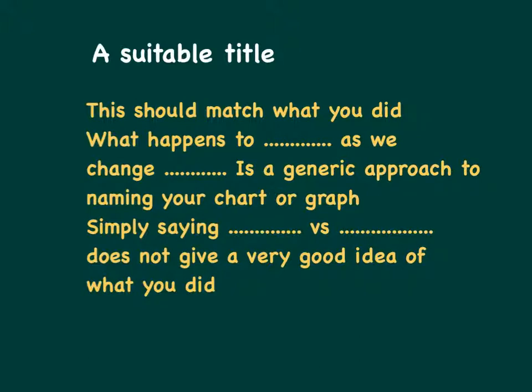So we could do something like, what happens to the mass of magnesium as we change the concentration of the acid? Now, it says it's generic, and it's true, but quite often by simply having something like this, we end up with a very good idea of what's going on. Simply saying temperature versus time or whatever doesn't really tell the reader what's going on.